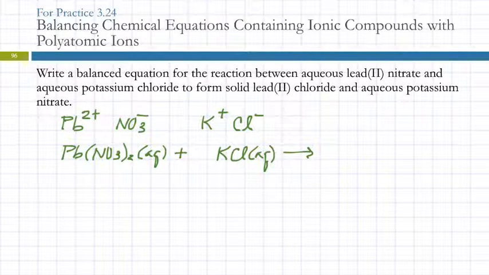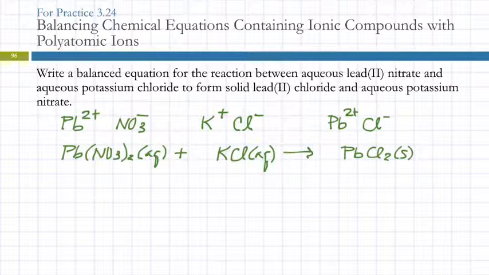And then we've got solid lead 2 chloride. Well, lead 2 is still Pb2+, and chloride is Cl-. What we're actually doing here, we'll learn about later, we're just swapping partners. So this becomes PbCl2, and that's a solid. We'll learn later how you can predict that that would be a solid, but for now we're just going based on what they said. And then we've got potassium nitrate, and so that's KNO3, and that's aqueous.